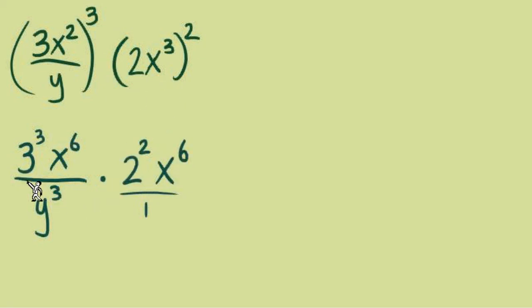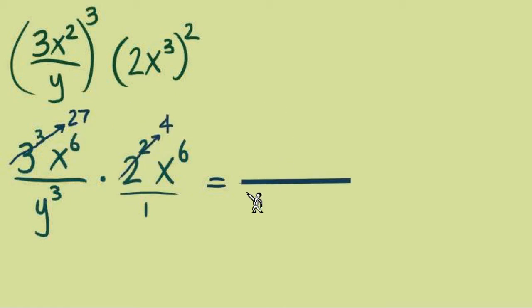So let's proceed and deal with these numbers. 3 to the third, that's 27. And here we have 2 to the second is 4, and we'll multiply those together, and I get 108. Next variables, I have x to the sixth, and then another x to the sixth, and I can put those together and get x to the 12th. In the denominator, I have y to the third, and that's it.